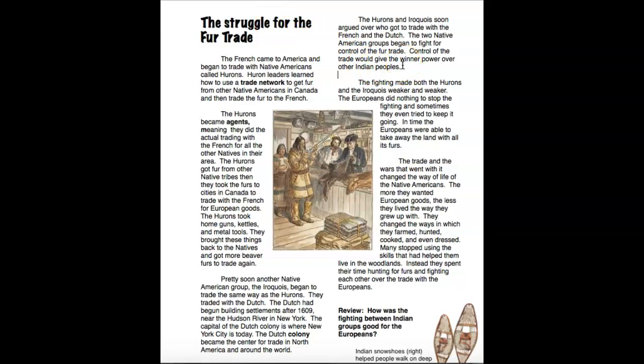Now we need a detail that proves that they caused them to fight. And that detail is going to be right here. So the two Native American groups began to fight for control of the fur trade. Go ahead and write that detail into your notebooks. Make sure you pause the video. Unpause when you're done.